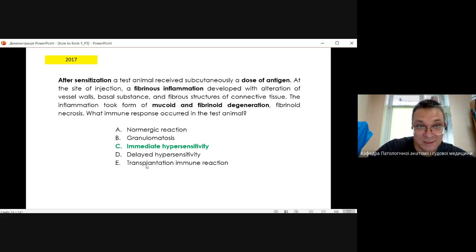And that's true because I just can't give you any example of, for example, suppurative inflammation with delayed type of hypersensitivity, or fibrinoid necrosis development associated with the delayed type of hypersensitivity. That's mostly the immediate type of hypersensitivity reaction.